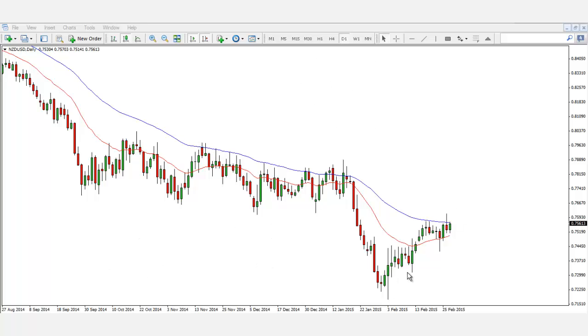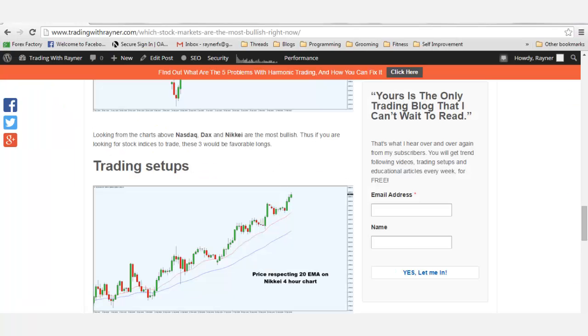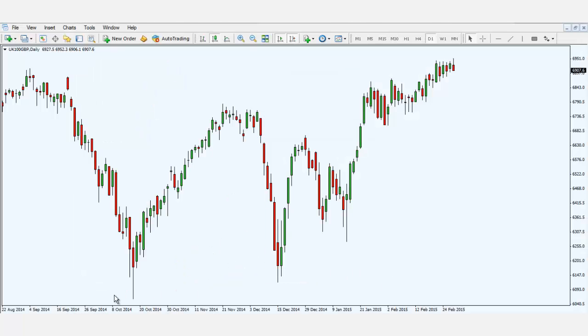So moving on, we'll look at the indices. So this week, if you look at my charts, I posted, looking from the charts, Nasdaq, DAX, and Nikkei are the most bullish in terms of relative strength. So these three are my favorable products to long. So let's look at these three products this week.